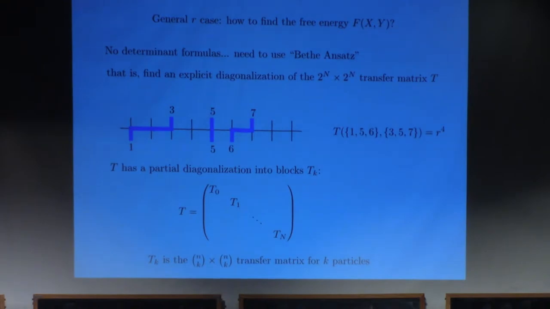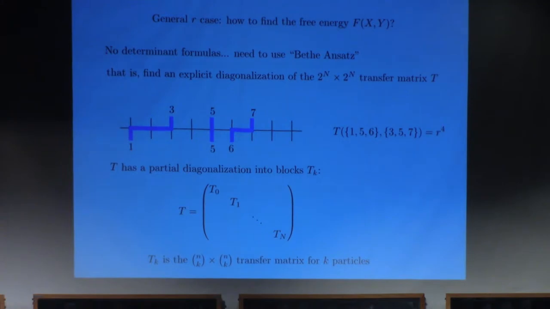Okay, so now let's go to the general case, the case of general R. So the fundamental question is, how do we find the free energy? And unlike the Lozenge case, we don't have nice determinantal formulas. I didn't tell you about how to do the Lozenge tiling case, but it's much easier than this one. There are no determinant formulas, but we can go back to Lieb's method, which is in fact older than his work, but goes back to Hans Bethe, the Bethe ansatz.